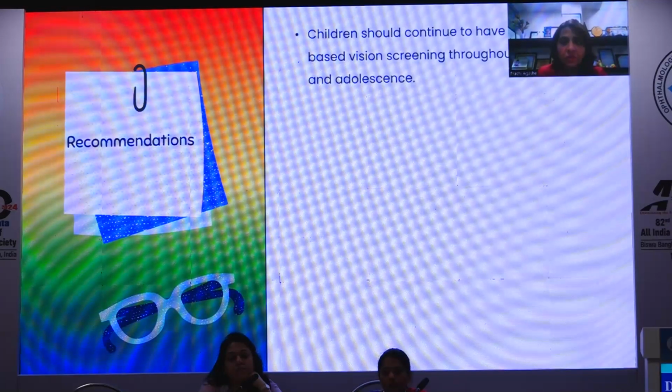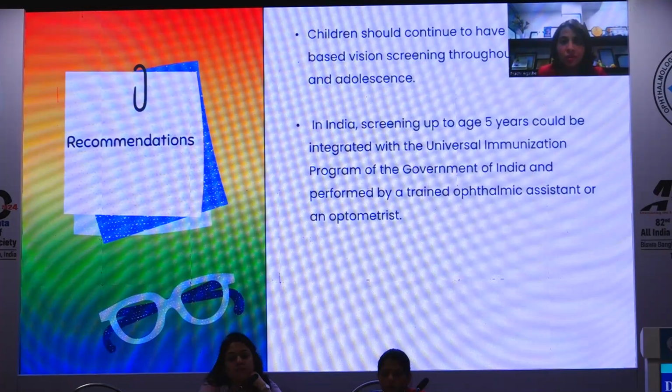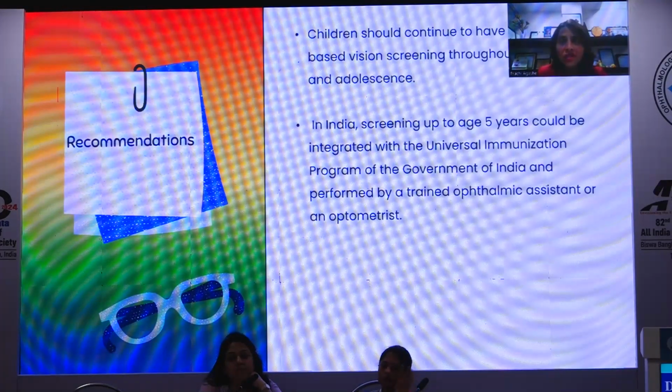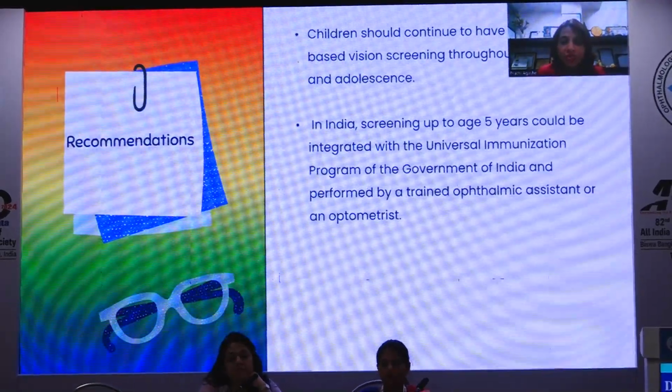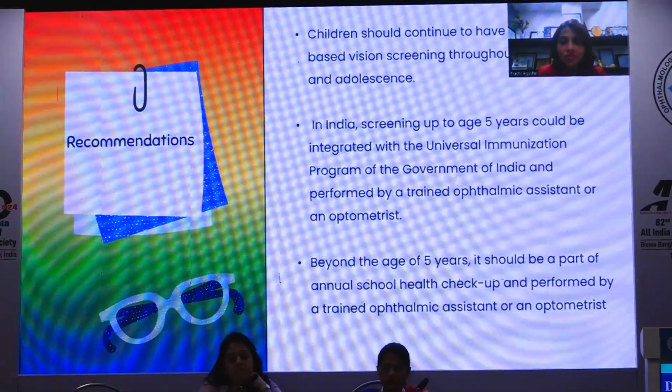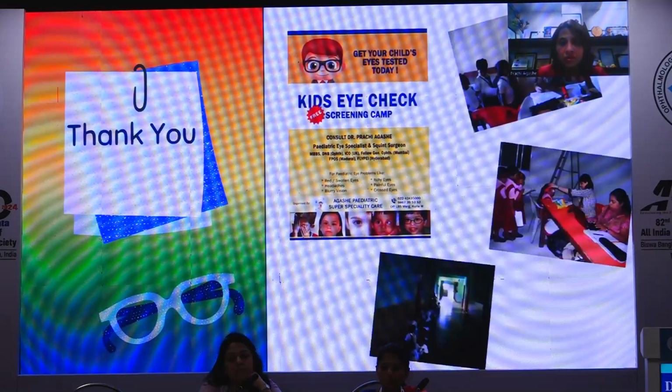The final recommendations include that children should have annual school-based vision screening throughout childhood and adolescence. Screening up to 5 years of age can be integrated with the universal immunization program of the government, and beyond the age of 5 years, it should be a part of the annual school health checkup. Thank you very much for a patient hearing.